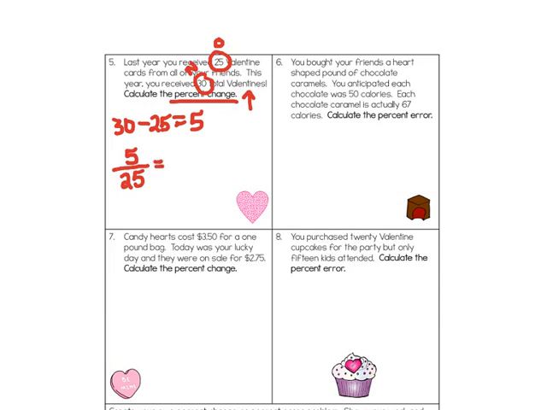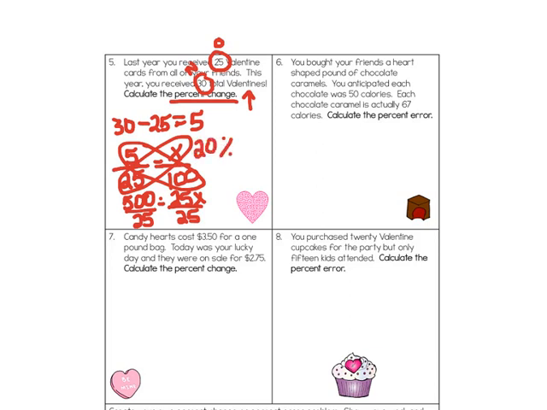All right, so this one I think I'm going to just go ahead and do x over 100 just because I want to just do it once. So if I was to do that, I would say 5 times 100 is 500, and 25 times x is 25x. And I'm going to divide by 25 because x times 25 equals 500. So let's see what 500 divided by 25 is. It is 20. So x equals 20%, and it's a 20% increase.